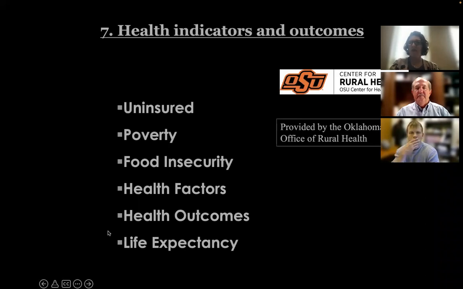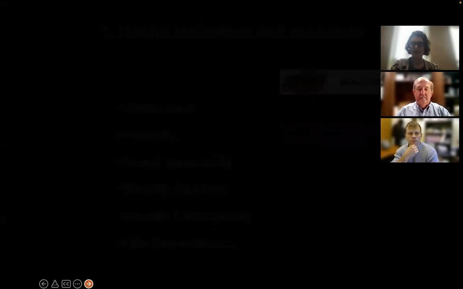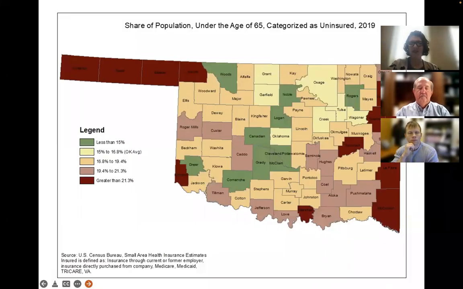Next, we get into some of the health indicators and outcomes that we share through our community health needs assessments. Rather than going through the list here, I'll just show you the slides. This first slide is the share of population under the age of 65 who is captured as uninsured. This comes from the census, and so it's really important to know who the census captures as insured.